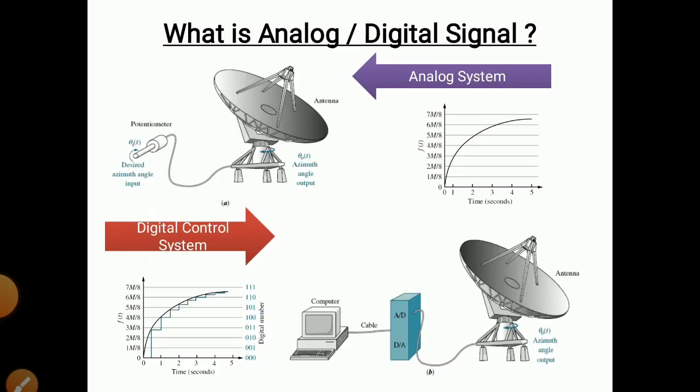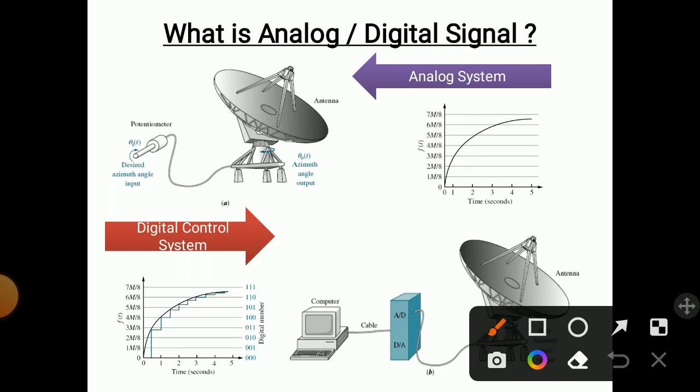So first of all, we need to know what are analog and digital signals. An analog signal or analog system is in the form of voltages like 1 volt, 2 volt, 3 volt. It has some value in analog form. And what is a digital control system? It has a digital signal in the form of 0 and 1, that is, in the form of binary numbers. So you check this first diagram.